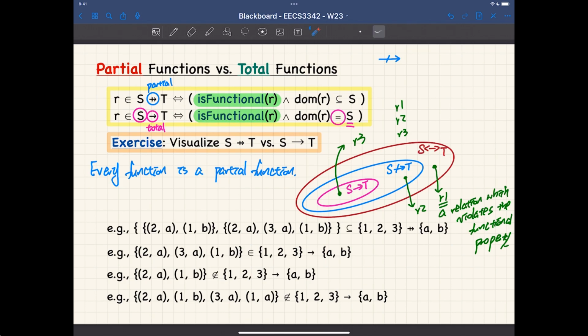So R2 over here, let's say R2 is a function, but the domain of R is not exactly equal to S. That is, we're excluding the equal over here. That should be a proper subset.